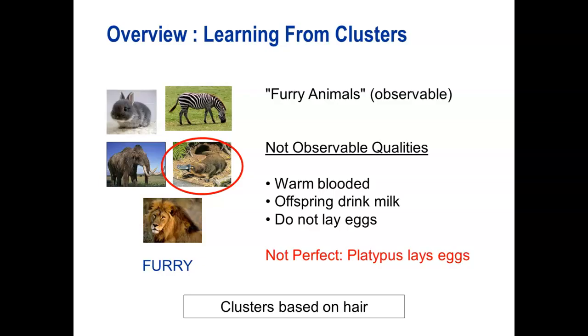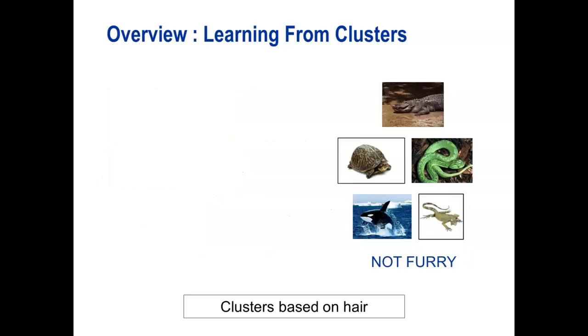Okay, that's fine. As I said before, the clusters are not perfect. They are mostly correct. So just because you will find incorrect information in a cluster, most of the furry animals do not lay eggs. What about these guys over here, the non-furry animals? Well, I can observe their skin and I can say, well, they don't have fur.